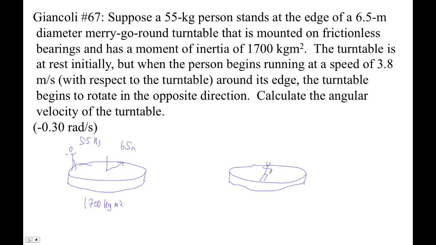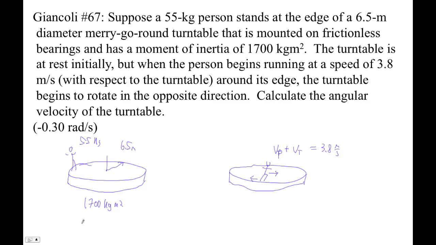Okay, we know that they've got some tangential velocity, right? I'll call that v tangential of the person, or I'll say v of the p, okay? We know that the velocity of the person plus whatever this tangential velocity is of the merry-go-round, that's 3.8 meters per second. That's what it means for them to be moving at 3.8 meters per second with respect to the turntable. Okay? So that's one of the things we know. In fact, that's the only thing we know, right?